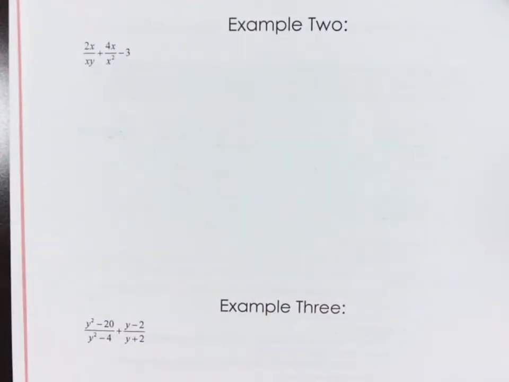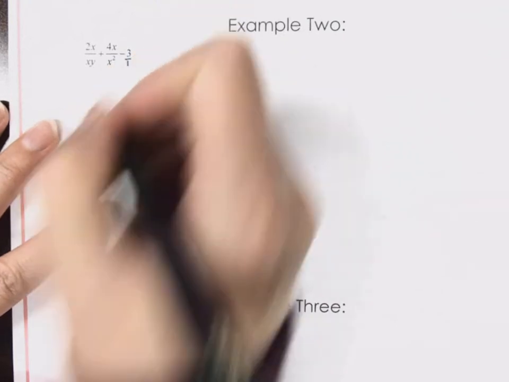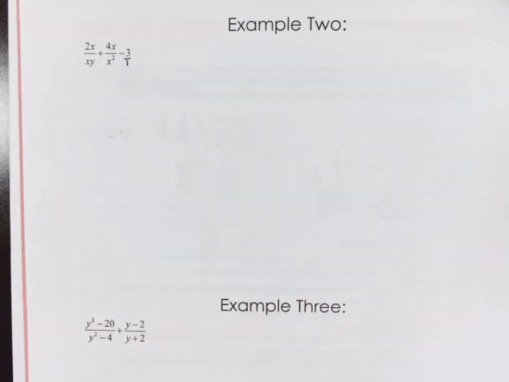Easy. Everybody hates these ones. First of all, what's the denominator on the 3? 1. Okay, I'm just going to draw that in there just so I don't forget. Step 1, factor everything. Can I factor anything? No. All right.